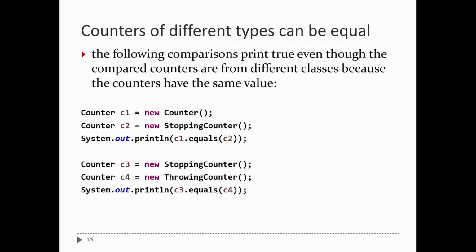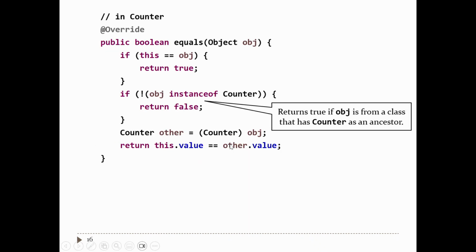When you have a Counter and a StoppingCounter, we're going to look at the type of C2, so that's StoppingCounter in this case. Is a StoppingCounter an instance of Counter? The answer is yes. So again, we skip past the if statement and come down to here, and now we can compare their values. Notice the cast works here. The cast is fine. You can always cast a subclass to one of its ancestor types. So you can cast a StoppingCounter to a Counter. You can also cast a StoppingCounter to an Object if you need to. In this case, we don't need to. But you can cast up the inheritance hierarchy.